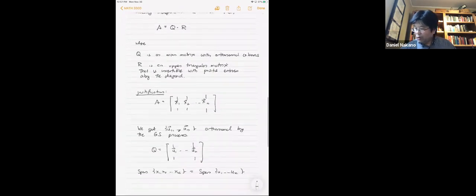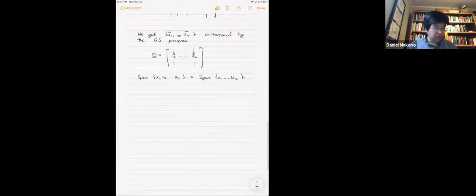Okay. Now, moreover, what else do we know? Well, we know that the vector xk is r1k u1 plus ... plus rkk uk. And this number here is always bigger than or equal to 0. Actually, it's strictly bigger than 0.